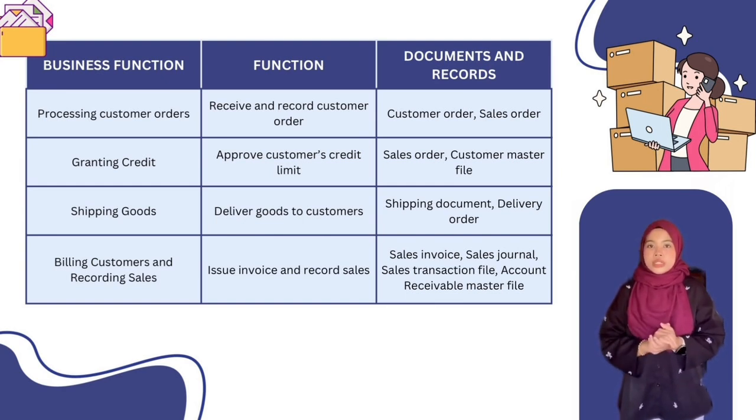The third one is shipping goods. After credit approval, the goods are delivered to the customer. This process is supported by documents like shipping document, delivery order, and bill of lading. The fourth one is billing customers and recording sales. The company issues an invoice and records the transaction in the accounting system. The documents involved are sales invoice, sales journal, sales transaction file, and accounts receivable master file.